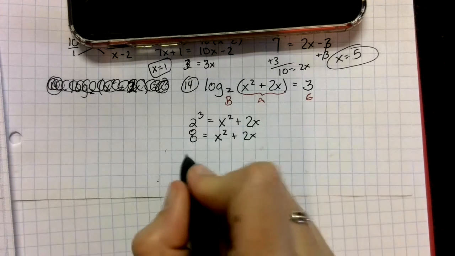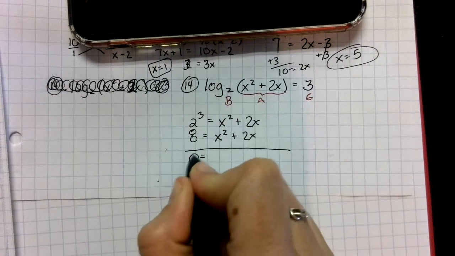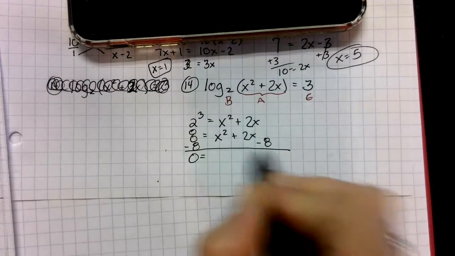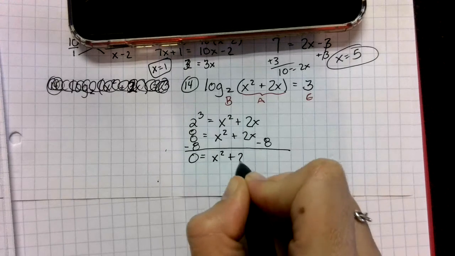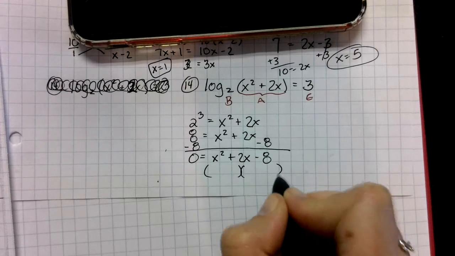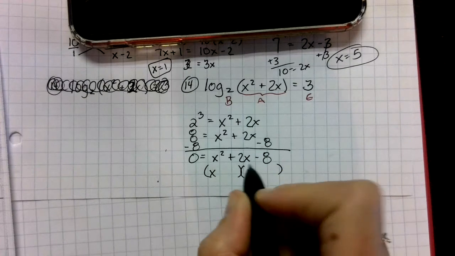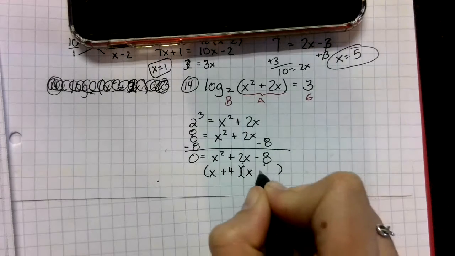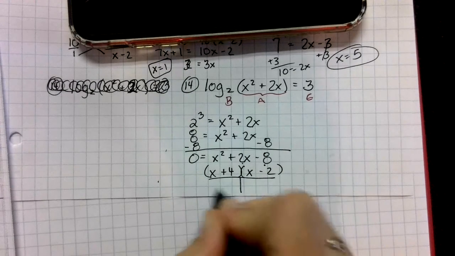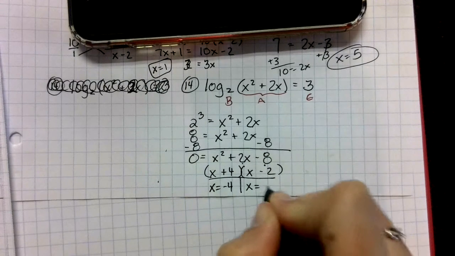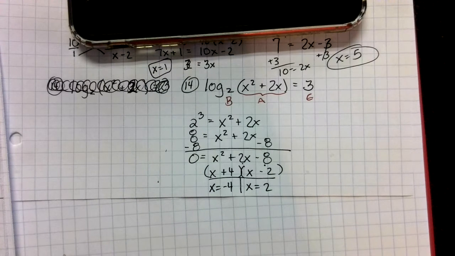Now remember, anytime we solve a quadratic, we have to get it equal to 0. So I'm going to minus 8 on each side. Then I can factor. So multiply to give me 8, add or subtract to give me 2. That's going to be positive 4 and negative 2. So then my answers are negative 4 and positive 2.